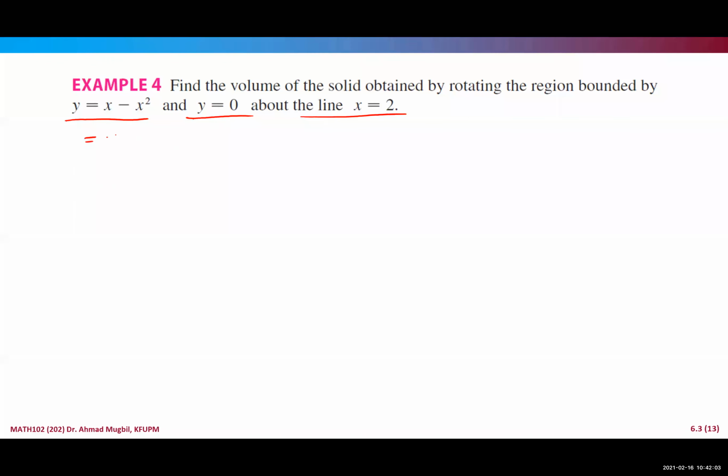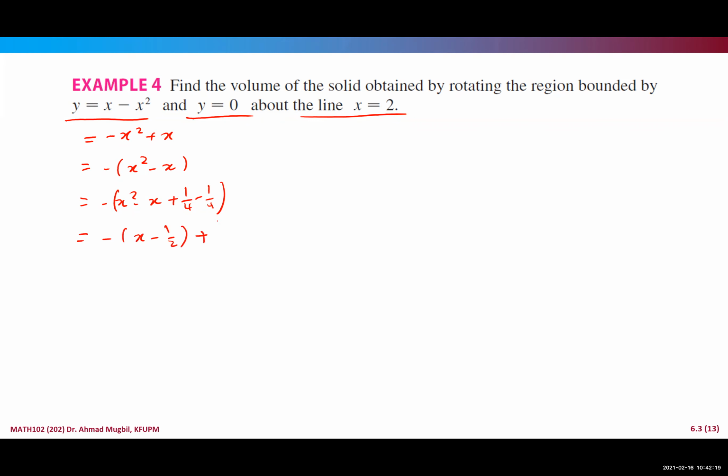So this will be equal to negative x squared plus x, equals negative, taking a common factor, x squared minus x. You will then add the square of the half: you will add a fourth and subtract a fourth. This will be negative, x minus a half squared, plus 1 over 4. So this will give you the vertex now. The vertex is a half and 1 over 4. So this is the vertex. So it will open down because this is negative.